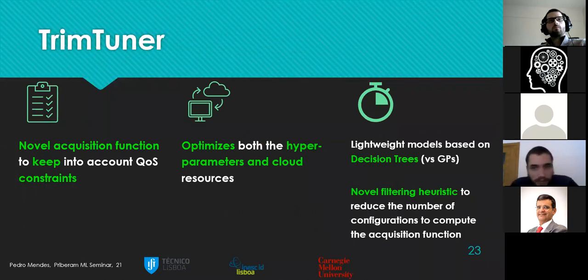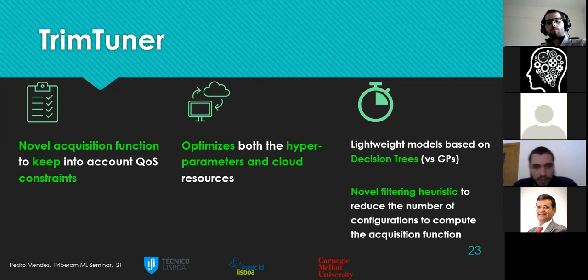So in TrimTuner, we tackle all these drawbacks. First, we present a novel acquisition function that takes into account the quality of service constraints, for example, a maximum execution time or a maximum cost. It optimizes both the hyperparameters and the cloud resources.